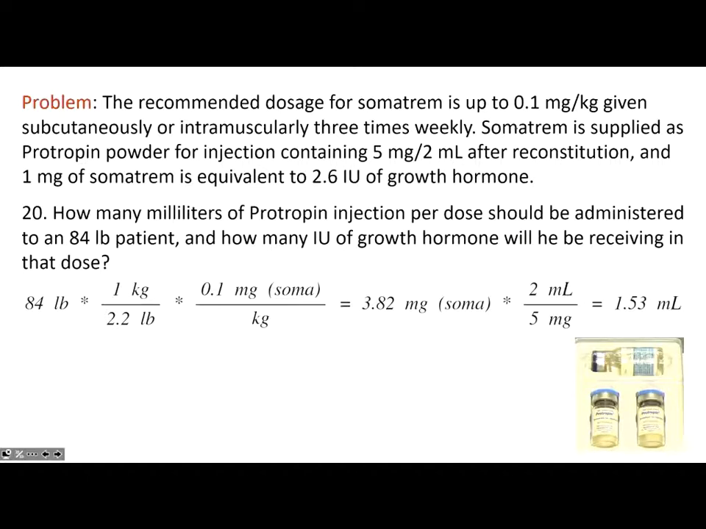So we'll divide it by 2.2 so that pounds convert to kilograms. And again, we were given this dosing scheme up here, so just bring that down. And essentially, this is the number of milligrams. To convert the actual weight of the drug we need to the volume of the injectable, we'll just take its concentration. We were given its concentration down here, set it up so that milligrams cancel, and I would get 1.53 milliliters of the injectable to get my 3.82 milligram dose.